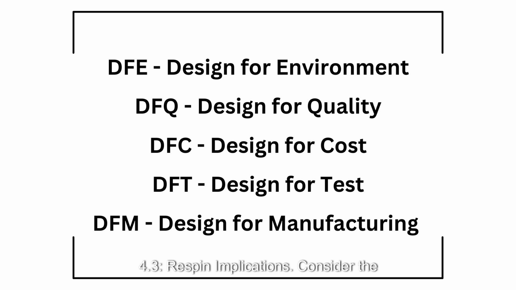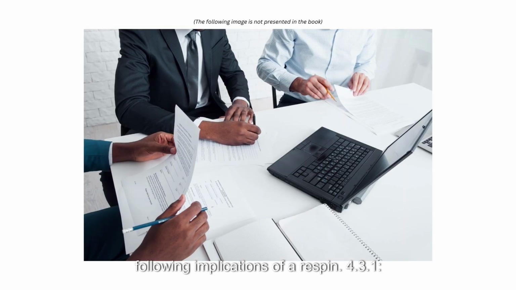4.3. Respin implications. Consider the following implications of a respin. 4.3.1. Time loss. A respin normally takes 2 weeks or more, depending on the severity of the issue. Even for a fix that does not require an entire copper rerouting of the board, consider all the tasks that need to be done to get the design back into manufacturing. This includes, but is not limited to, meetings and emails to discuss the plan of action, and to point fingers.